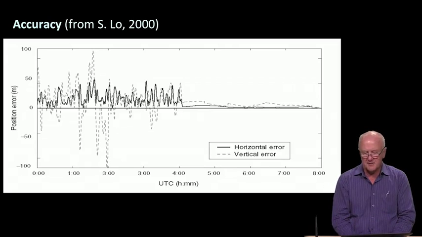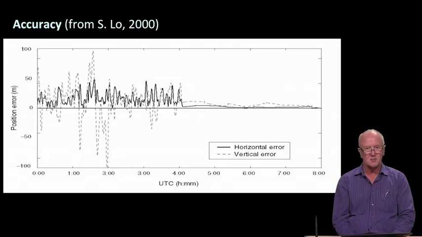The other critical thing about this view graph is that at 4 o'clock, universal time coordinate, on this day in 2000, Dr. Sherman Low measured this dramatic improvement in GPS accuracy. Notice that the position errors went from plus or minus 50 meters down to around plus or minus 5 meters.